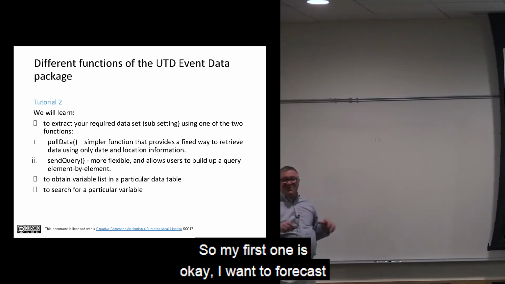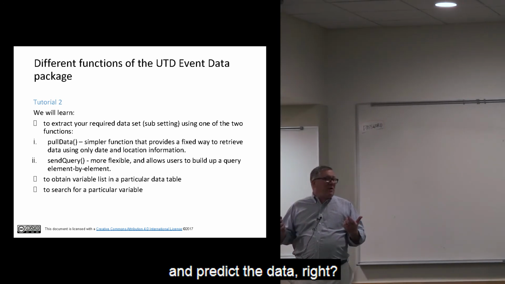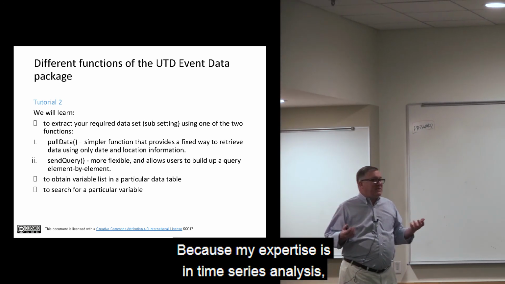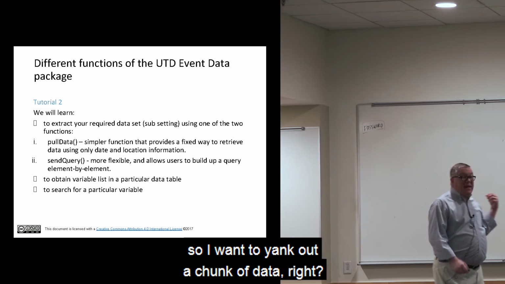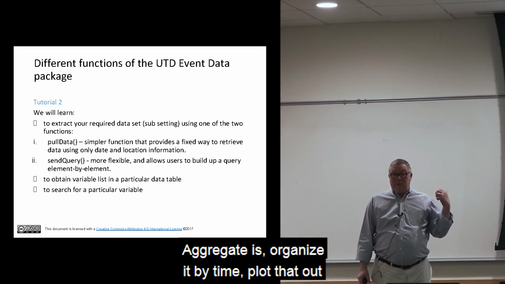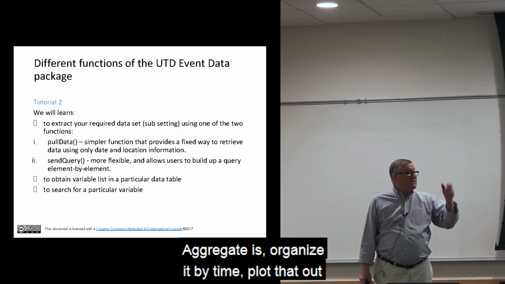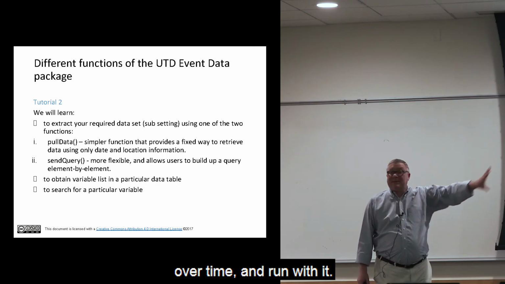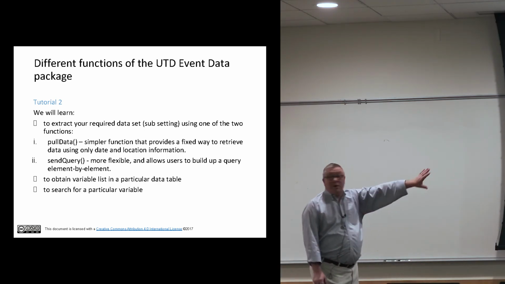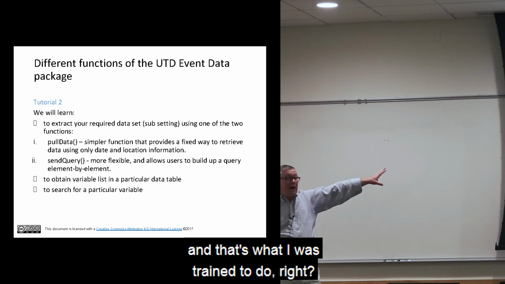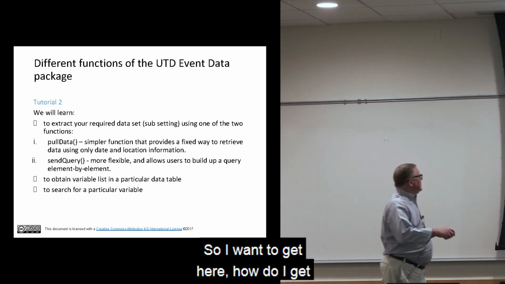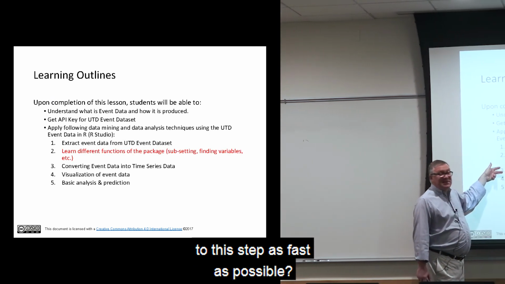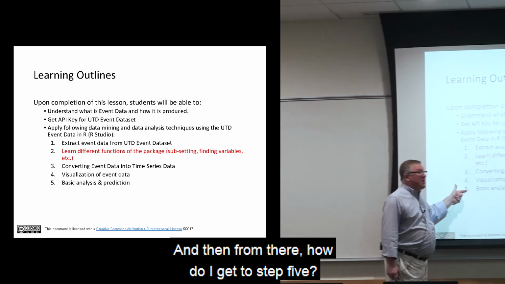So my first one is, okay, I want to forecast and predict the data, because my expertise is in time series analysis. So I want to yank out a chunk of data, aggregate it, organize it by time, plot that out over time, and run with it, because that's what I know how to do best, and that's what I was trained to do. So I want to get here. How do I get to this step as fast as possible? And then from there, how do I get to step 5?